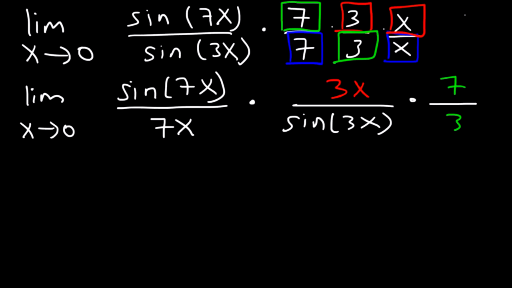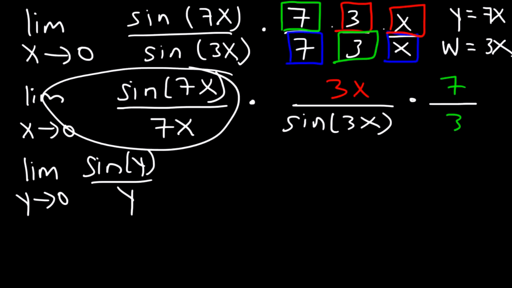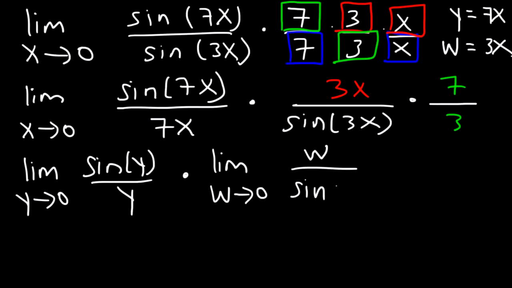So let's say that y is equal to 7x, and let's let another variable w equal 3x. So we're going to have the limit as y approaches 0, sine y over y. So that's for this portion. And then we're going to multiply that by the limit as w approaches 0 of w divided by sine w, since 3x we set equal to w. And then we're going to multiply everything by 7 over 3.